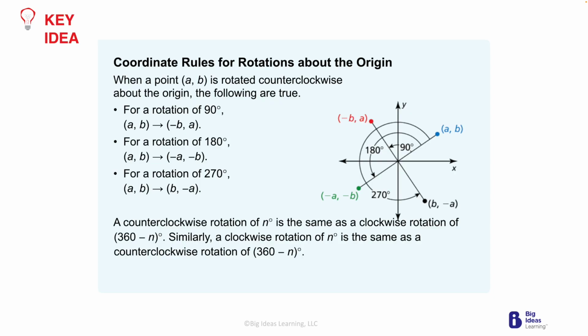If you want to go clockwise, you just subtract the degree from 360. That's the same thing as a counterclockwise rotation. So if it says like 90 degrees clockwise, you'd go, well, 360 minus 90 is 270. So that's 270 counterclockwise. Oh, there's the rule for 270. B, negative A.